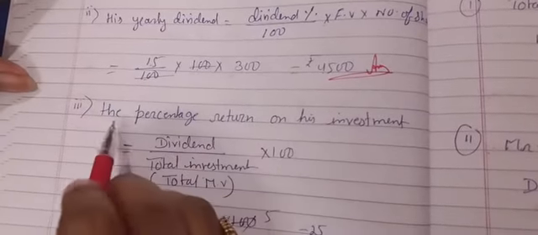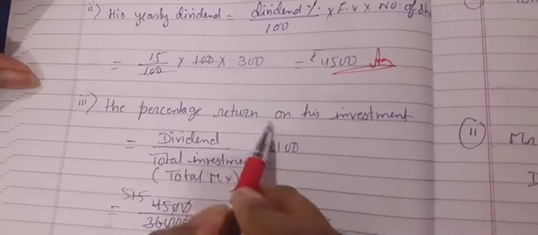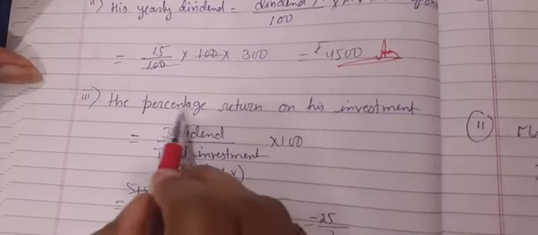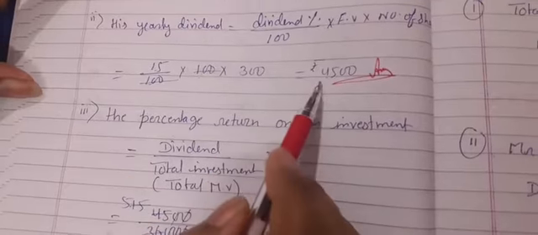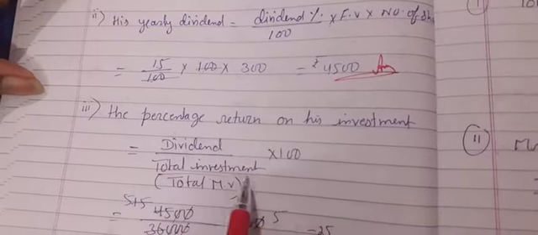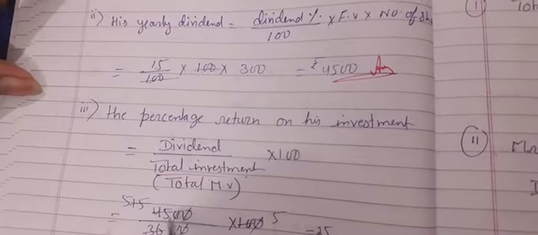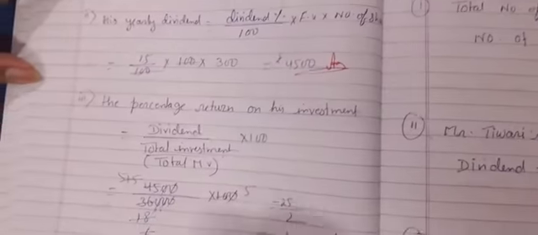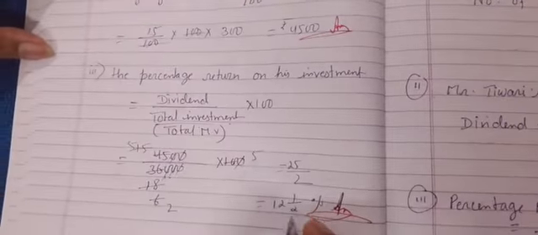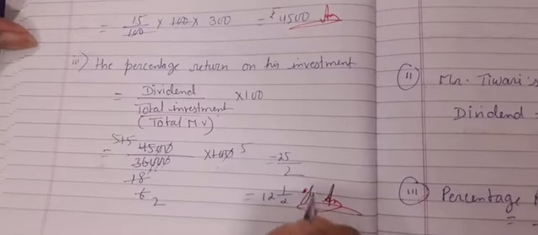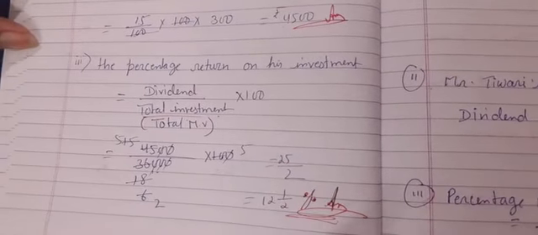Now third, the percentage return on his investment. So for percentage return, what are we writing? We are writing dividend upon total investment into 100. So dividend is 4500 and total investment was given in your question, that was 36,000. So I've written here into 100. When we calculated it, this is 25 by 2, that is 12 whole 1 by 2%, and this is your third answer. Done.